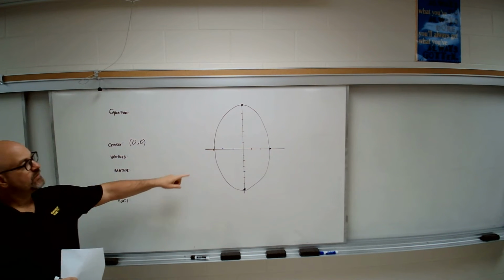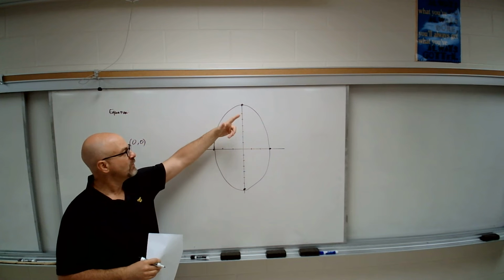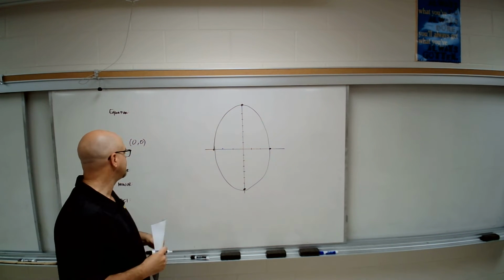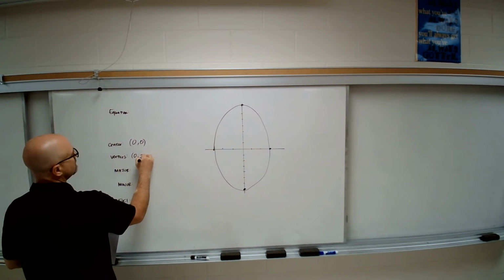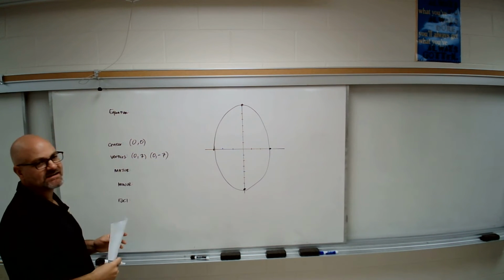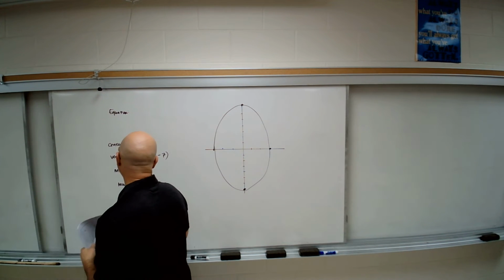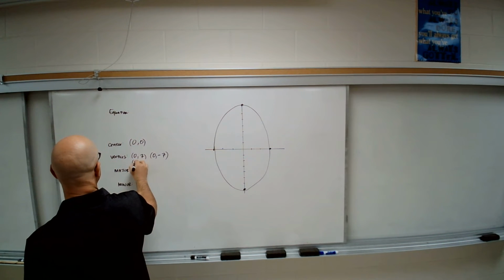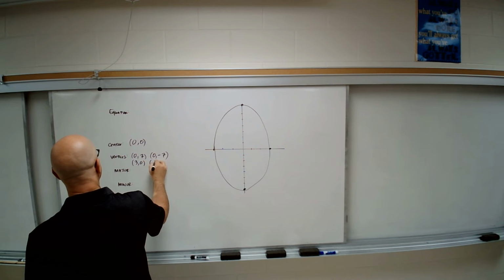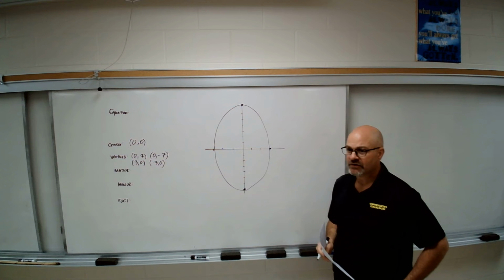Vertices, the vertices on the major axis, are kind of the more important ones I would guess, are at (0, 7) and (0, negative 7). You will see people write (0, plus or minus 7). There's nothing wrong with that. And then at (3, 0) and (negative 3, 0). So those are the co-vertices.